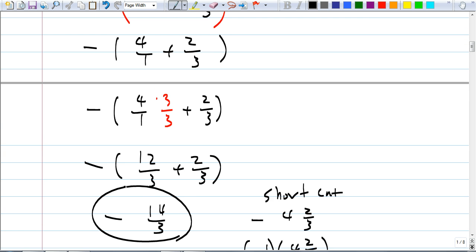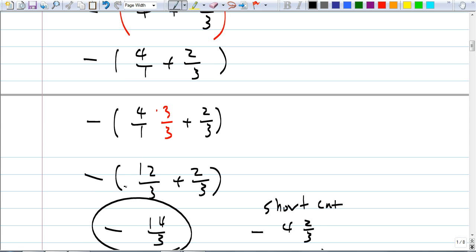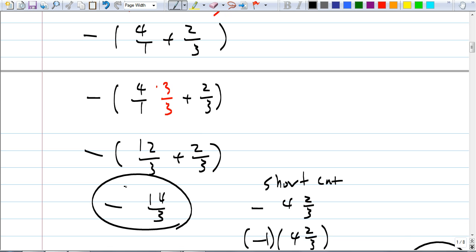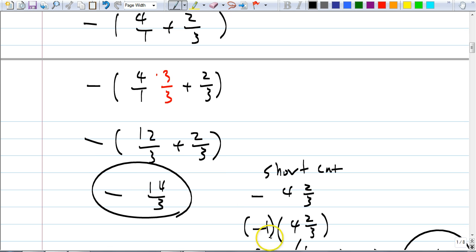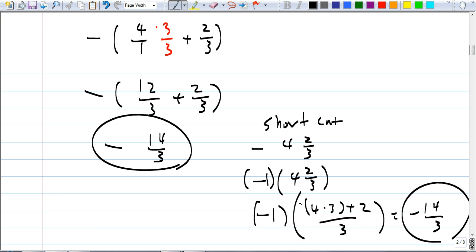Okay. And in shortcut, question? What happens if you have a variable? We'll get there in a minute. So for shortcuts, you could think of this as negative 1 times 4 and 2/3. You could just think of 4 and 2/3 first: 4 times 3 plus 2. So you get 14, and you stick a negative in front of 14 over 3. Yeah, that's what you should be thinking.